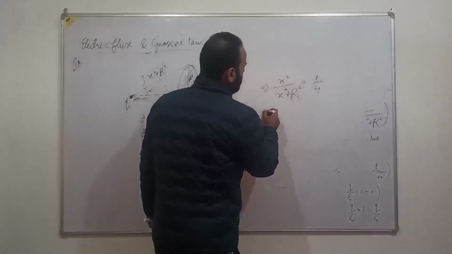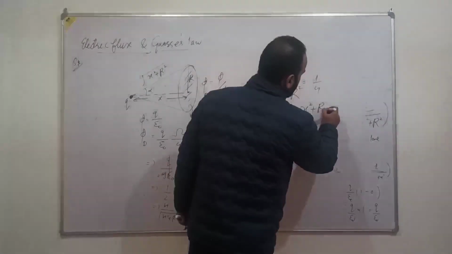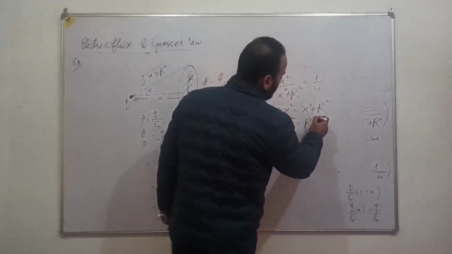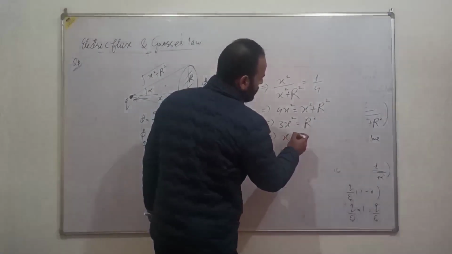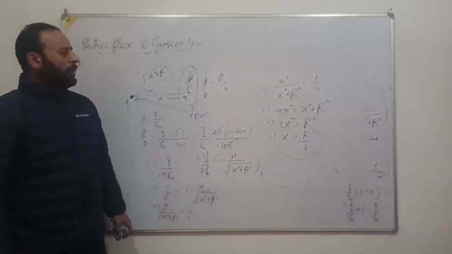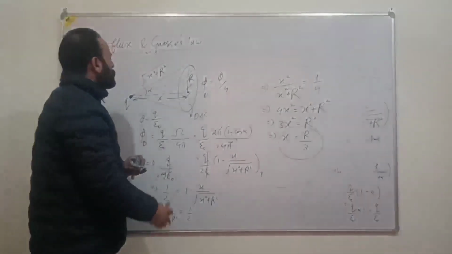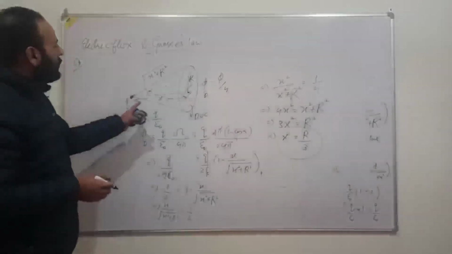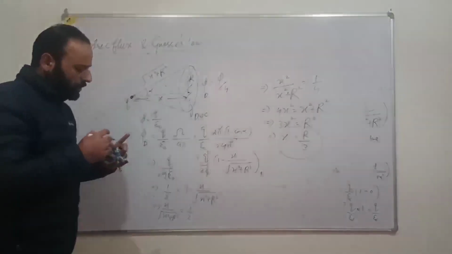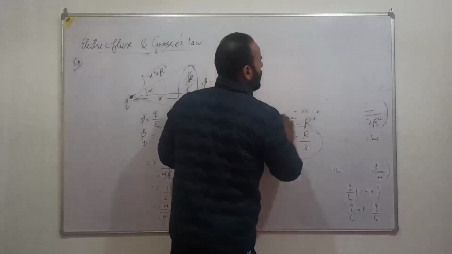So this implies 4x square is equal to x square plus r square, so 3x square is equal to r square. So we get x is equal to r divided by root 3. Because we are calculating a distance, I have taken only one root. So this is how we calculate the relation between x and r when the partial flux through a disk is given in terms of the total flux. So this is one type of problem.